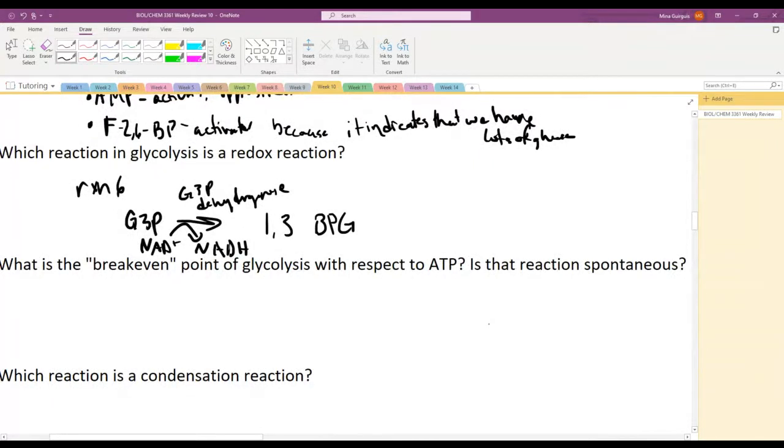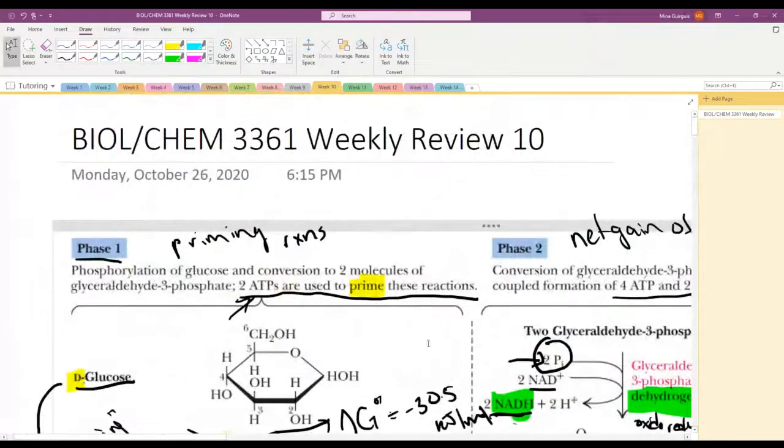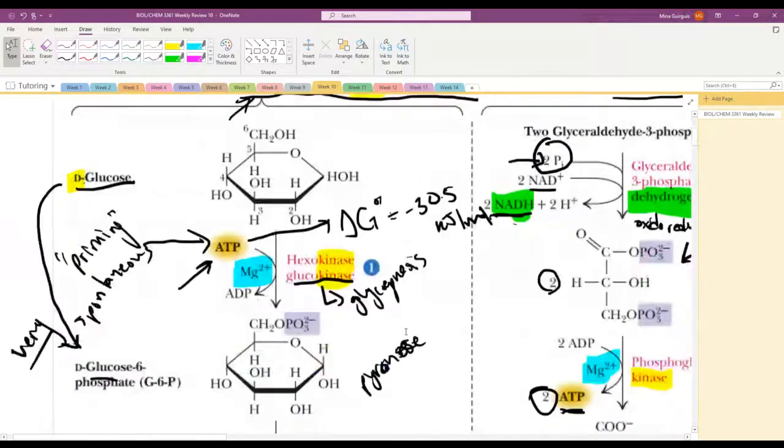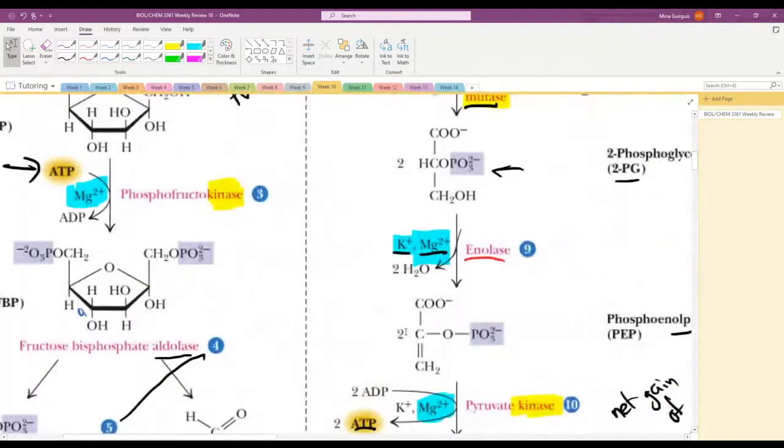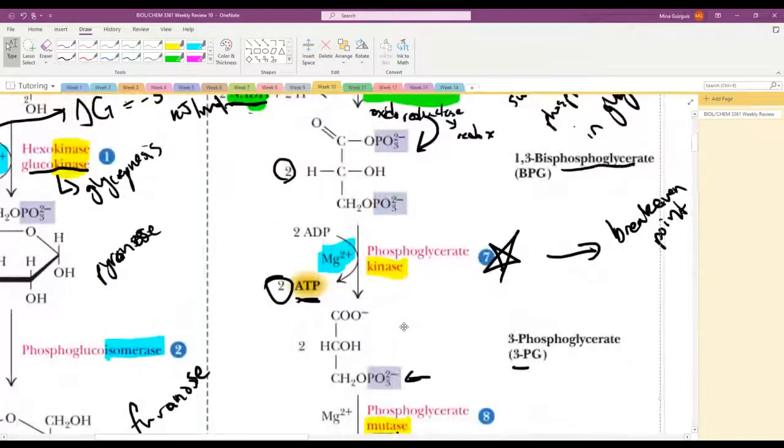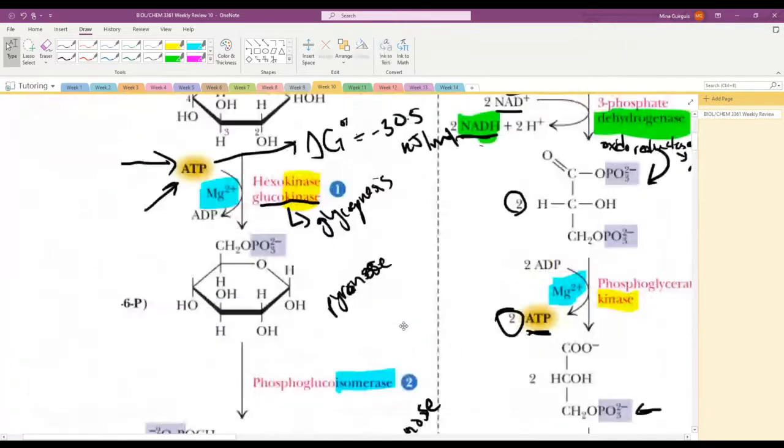So I've mentioned this earlier, but what is the break-even point of glycolysis with respect to ATP? I gave you guys this answer earlier, but I do think it's important to talk about. And the reason I think it's important to talk about is because let's think about it in terms of the numbers. And I think this is also kind of really confusing because the numbers themselves don't always add up, okay? So just a reminder, we use 1 ATP in reaction 1. We use 1 ATP in reaction 3. Reaction 7, which I've labeled our break-even point, we make 1 ATP, but remember, we do all of reaction 6 through 10 twice because we have 2 G3P. So this is the break-even point, and it's reaction 7.